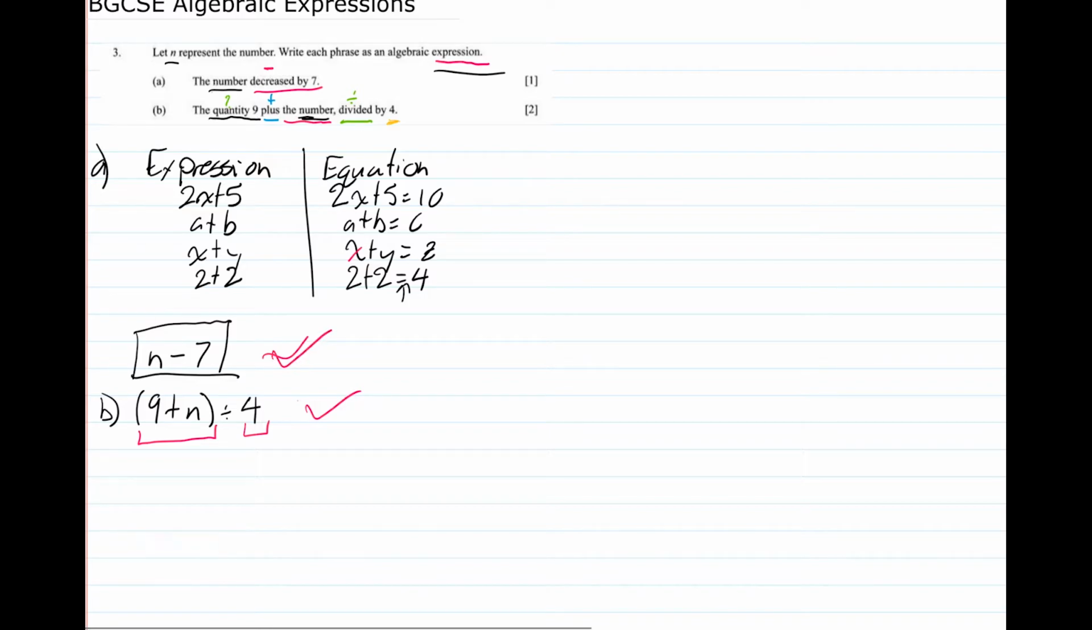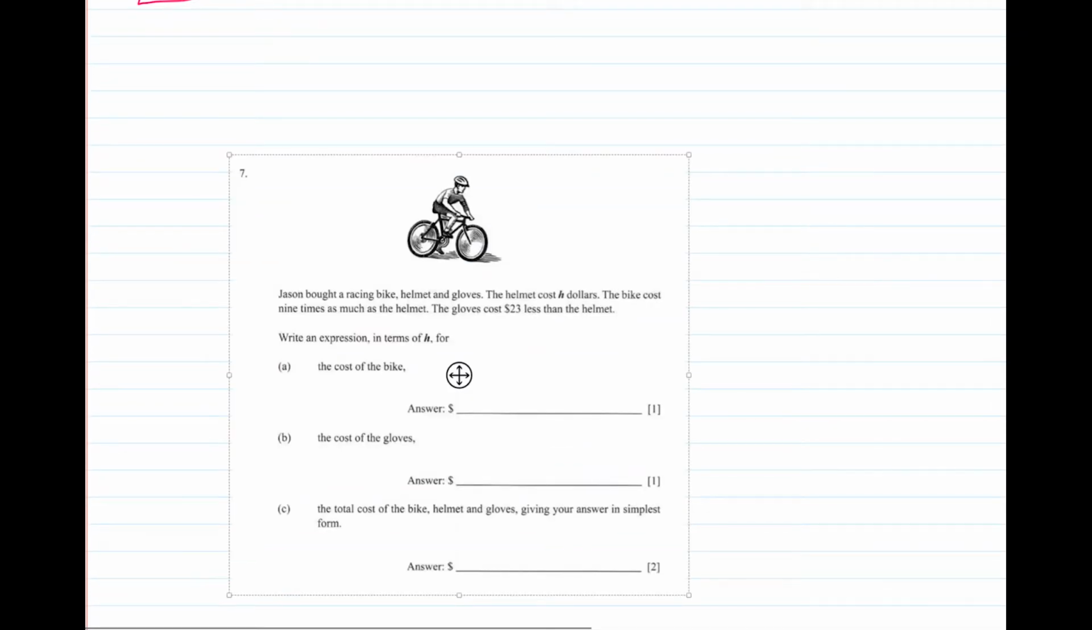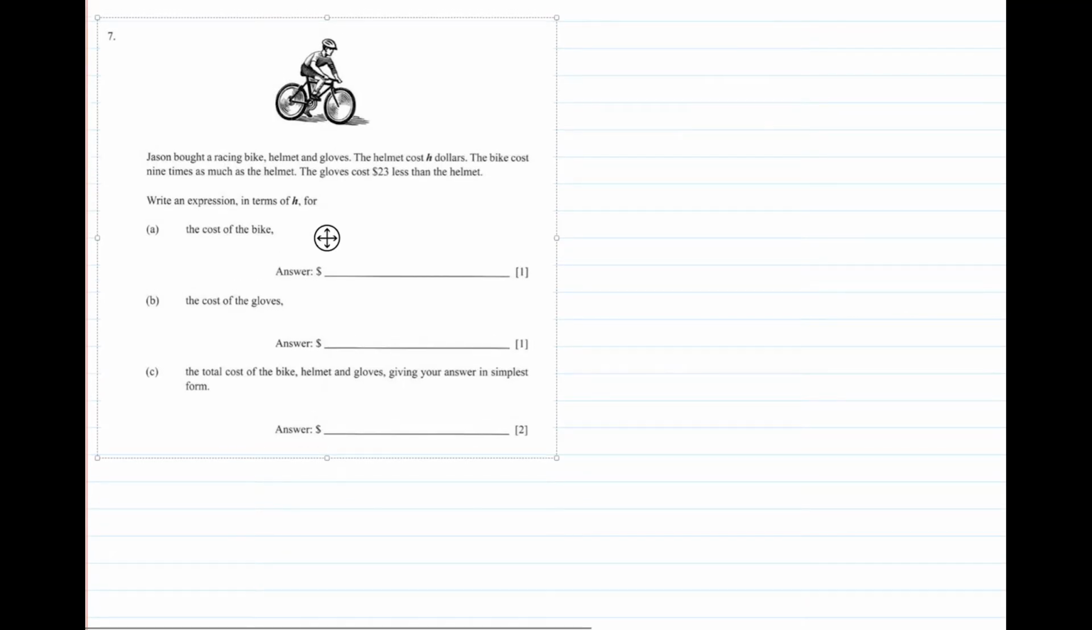So let's look at what number 7 had going on. Number 7 reads, Jason bought a racing bike, helmet, and gloves. The helmet cost $8, the bike cost 9 times as much as the helmet, and the gloves cost $23 less than the helmet. So they want us to write an expression in terms of H for the cost of the bike, the cost of the gloves, and the total cost of the bike, helmet, and gloves.